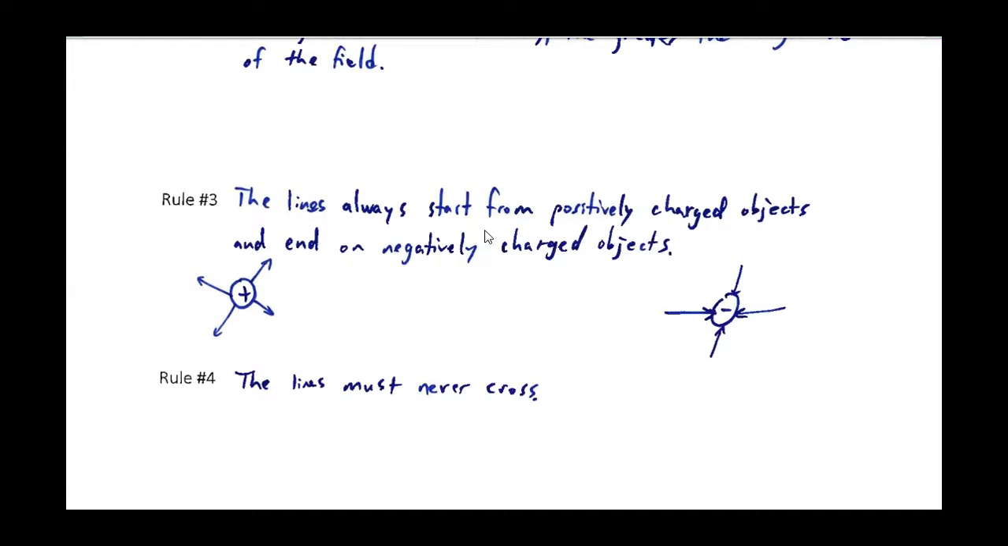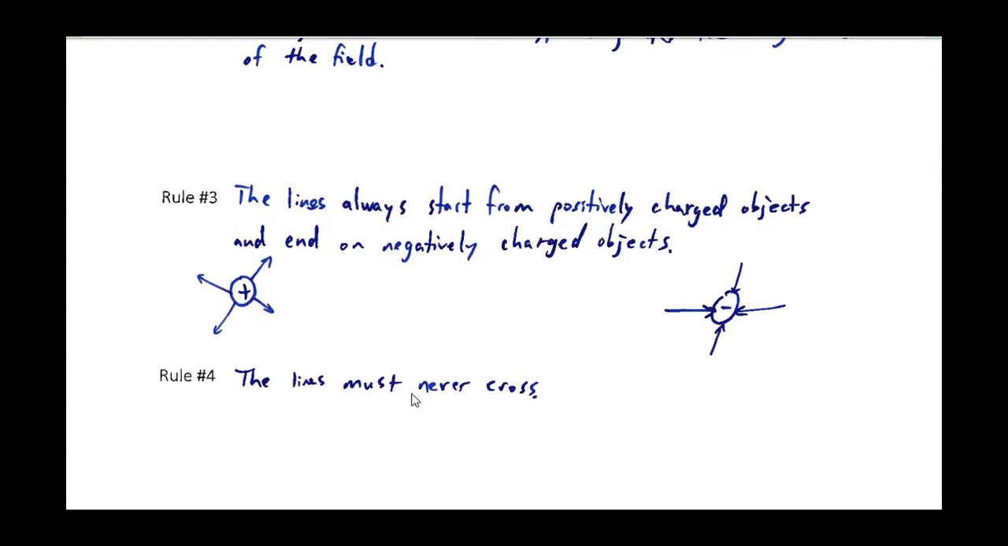And the lines always start from positively charged objects and end on negatively charged objects. So from a positively charged object, we haven't mentioned this yet, but the arrows are going to be facing outwards for positively charged objects, and for negatively charged objects, you're going to have the arrows facing inwards there. And lastly, lines must never cross.